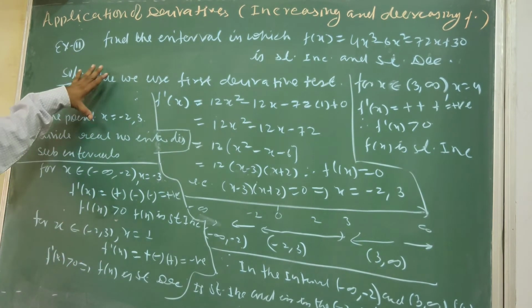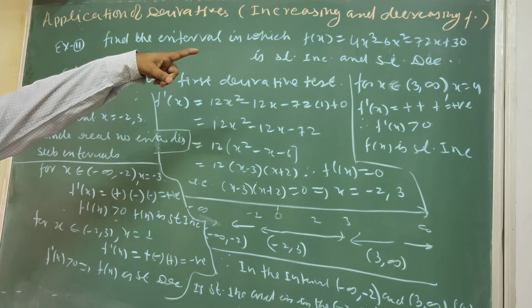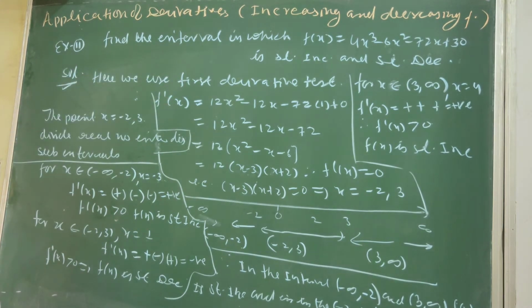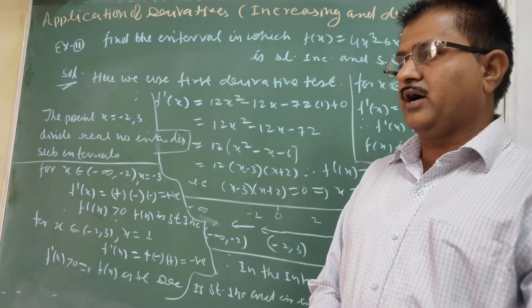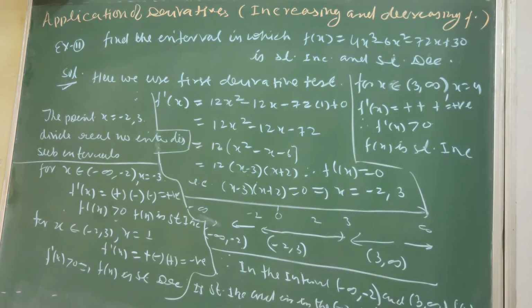So this is the common method when we are given a polynomial function or algebraic function. In this way you can find in which interval the given function is strictly increasing or strictly decreasing. Is it clear? So write this down. Any doubt in this?